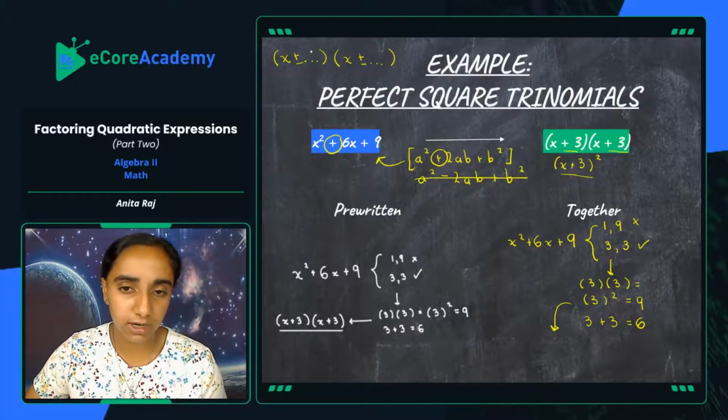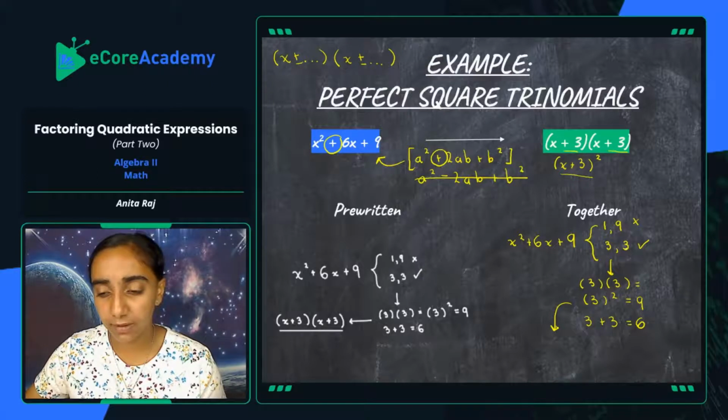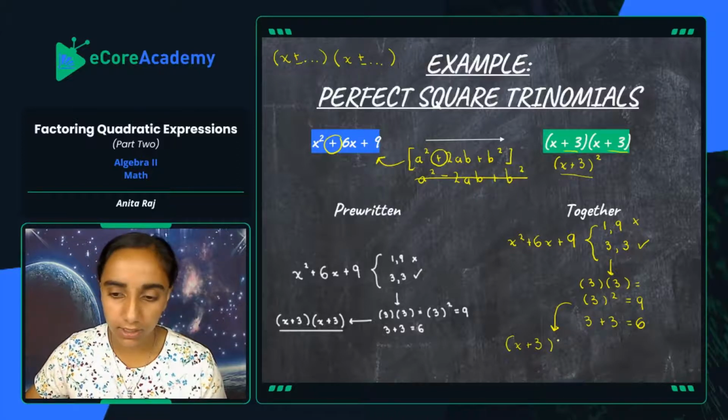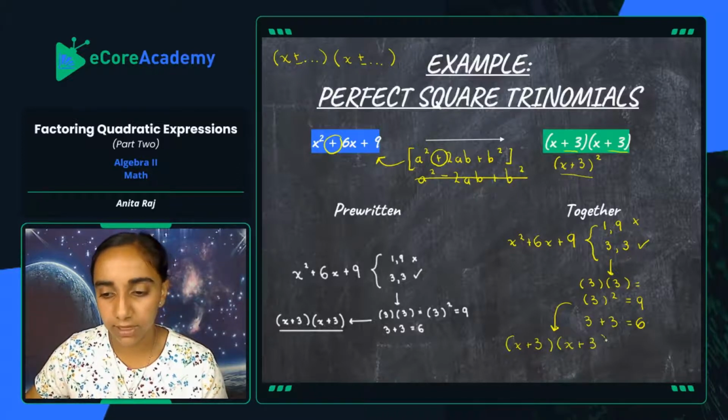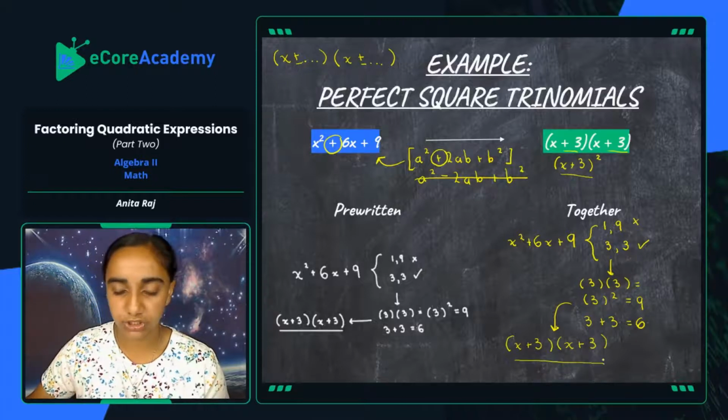It's always going to be a constant, as in this case. It's going to be a constant we have to put in there. And as we can see, positive 3 and positive 3 work. So that's why we're going to be putting x plus 3 times x plus 3 in as our answer. So that is how we answer that perfect square trinomial question.